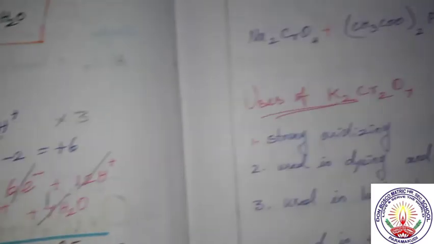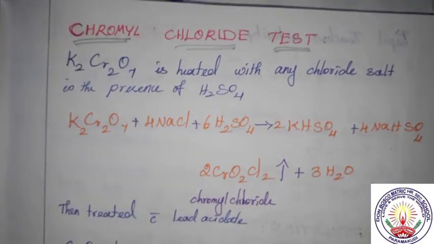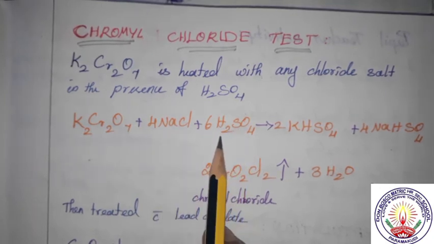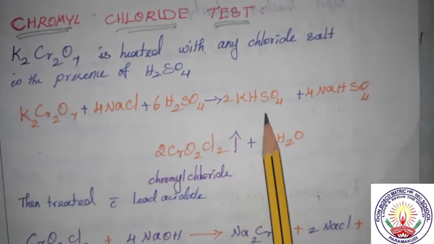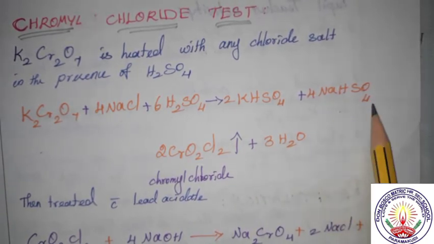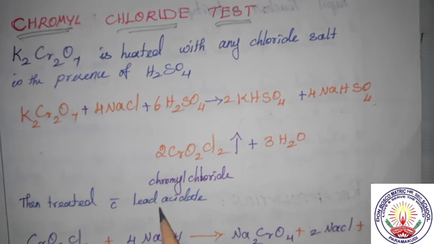The next one is the chromyl chloride test. In the chromyl chloride test, potassium dichromate is heated with any chloride in the presence of H2SO4. When we treat it, we are getting two sulfates. That is, when potassium dichromate is treated with sodium chloride in the presence of H2SO4, it splits into two sulfates: one is potassium sulfate and the other is sodium sulfate, sodium bisulfate, potassium bisulfate, and we get chromyl chloride plus water.